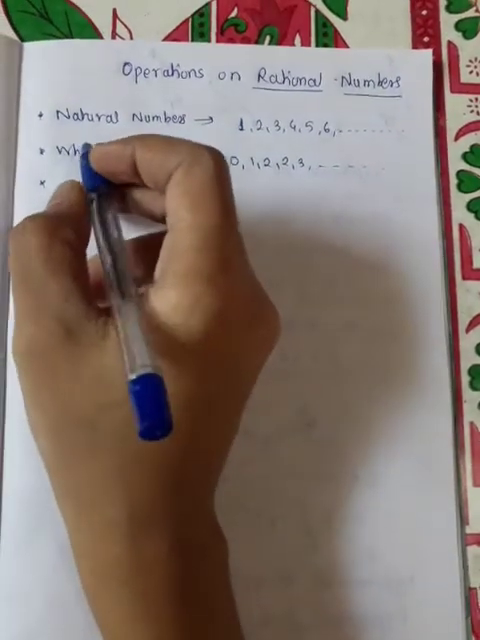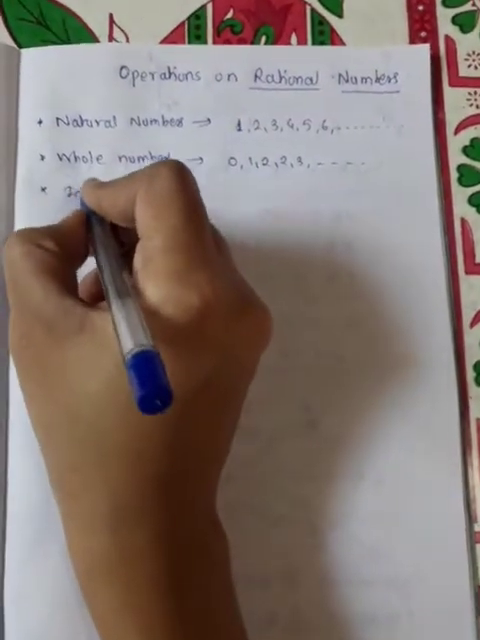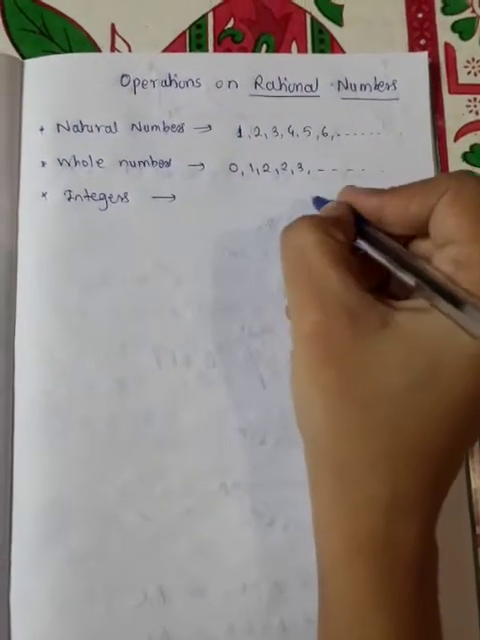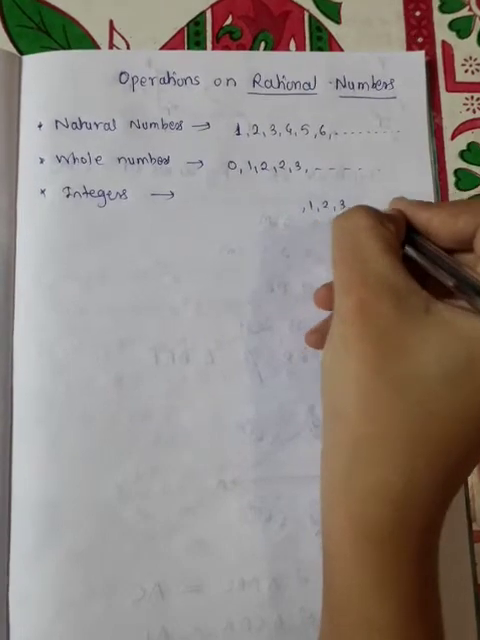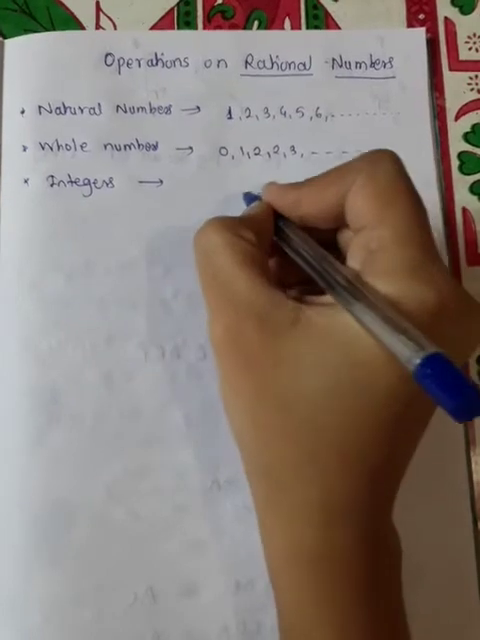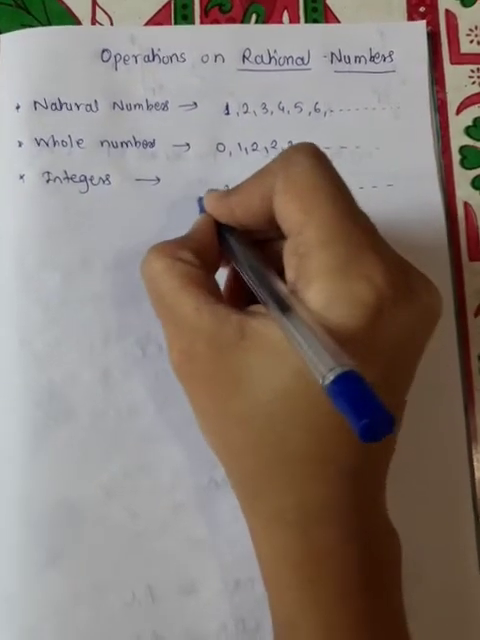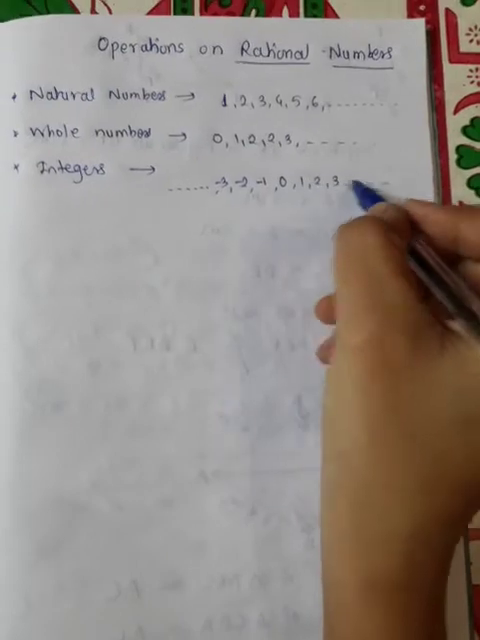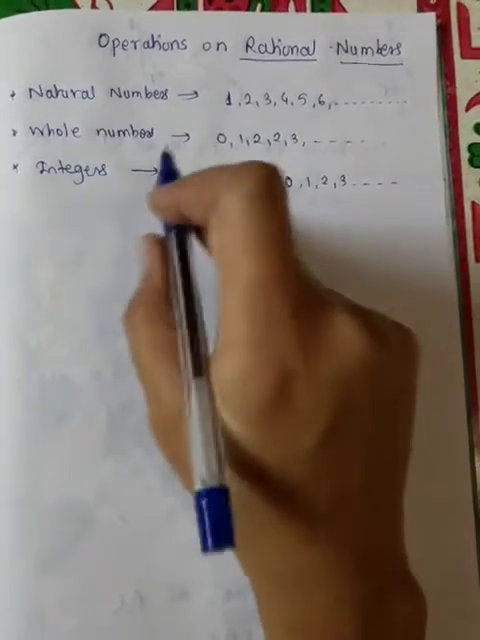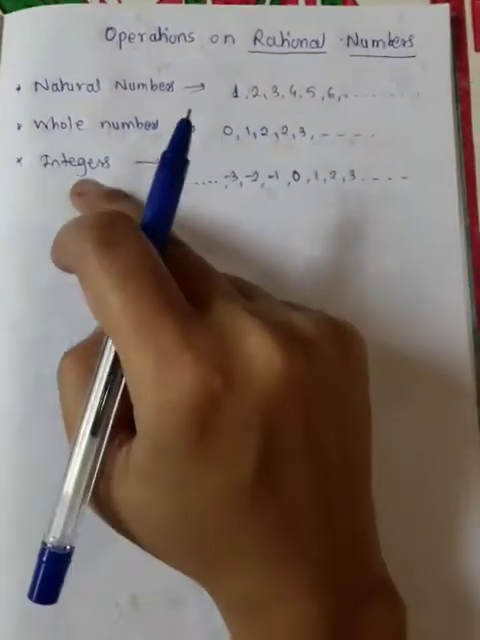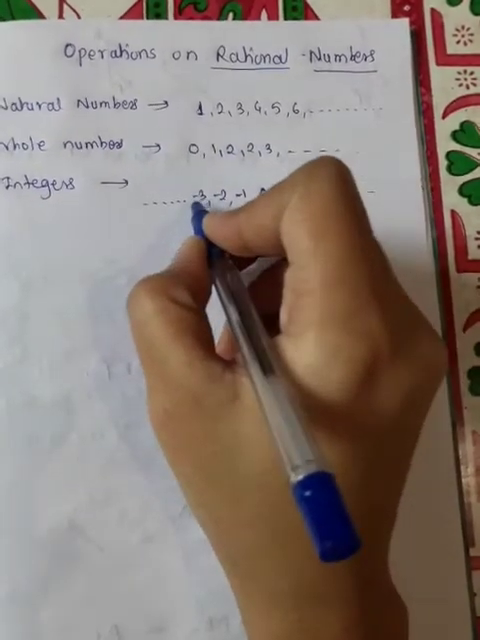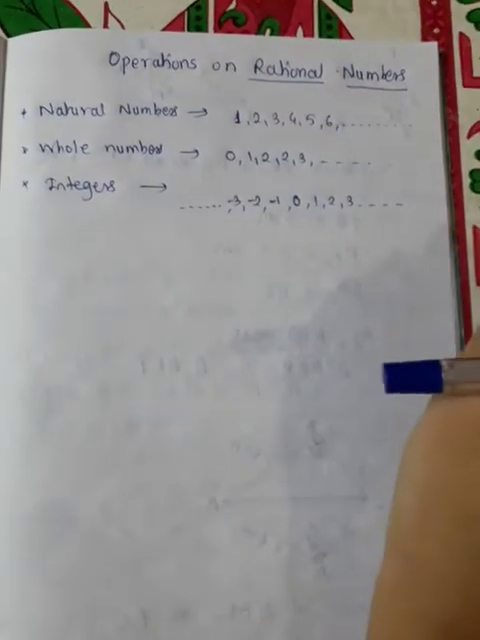After that, the third type is integers. What are the integers? Integers are the group of all natural numbers 1, 2, 3 and so on, 0, and the natural numbers with a negative sign. This group of numbers is called integers. So all these are integers: 0, 1, 2, 3 and so on, -1, -2, -3 and so on. We can go up to infinity.